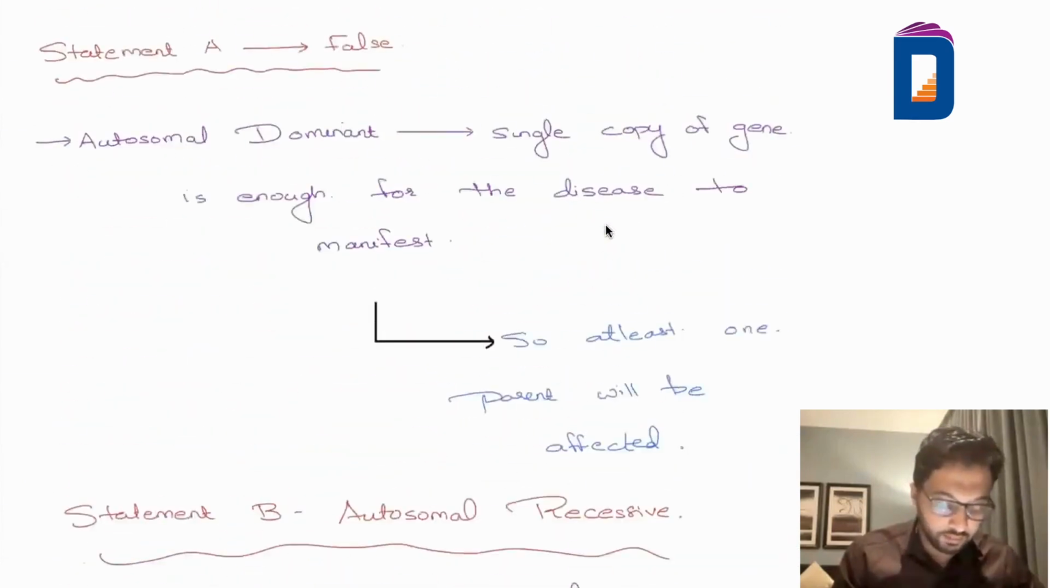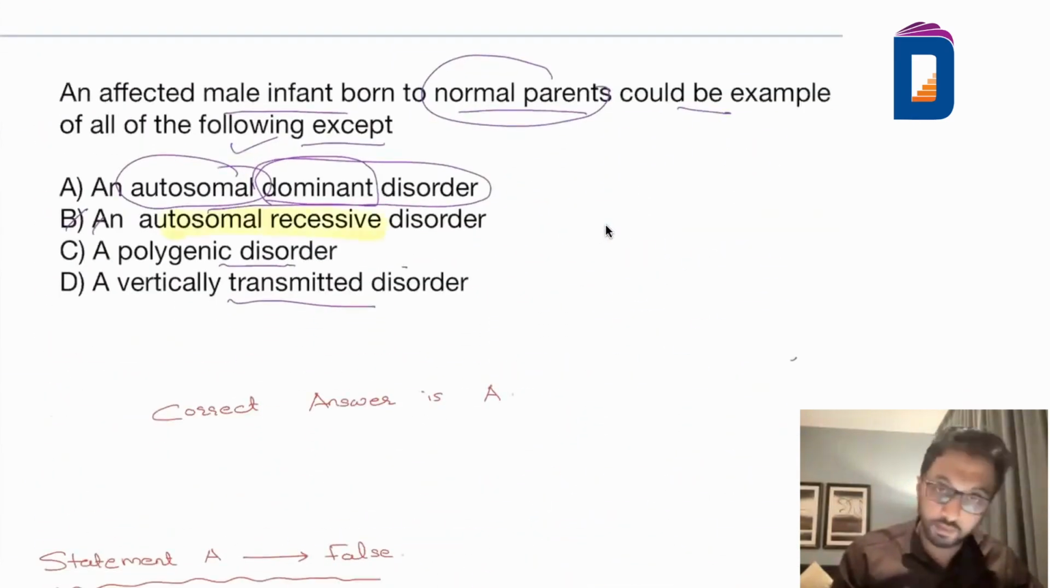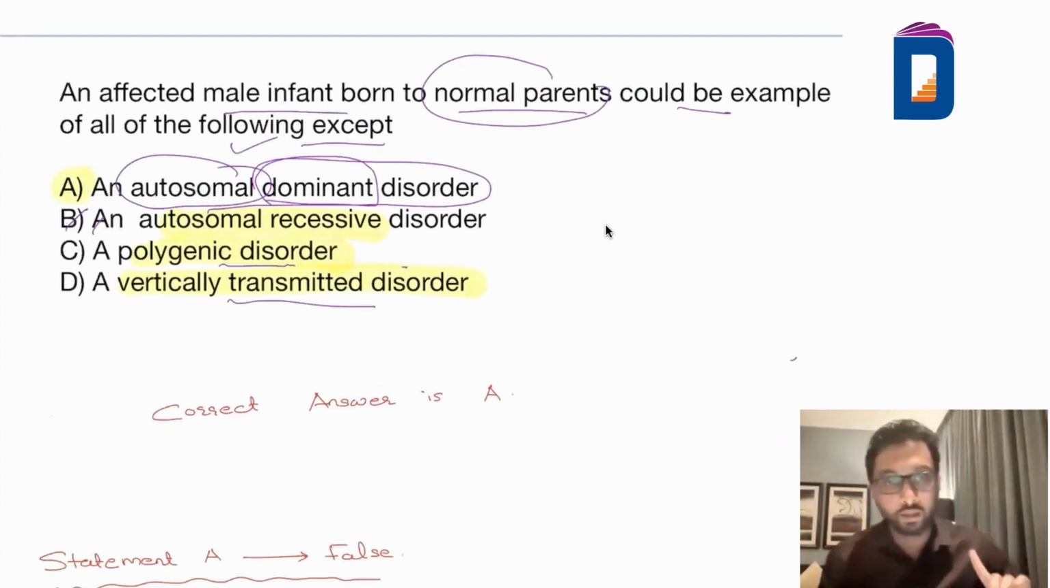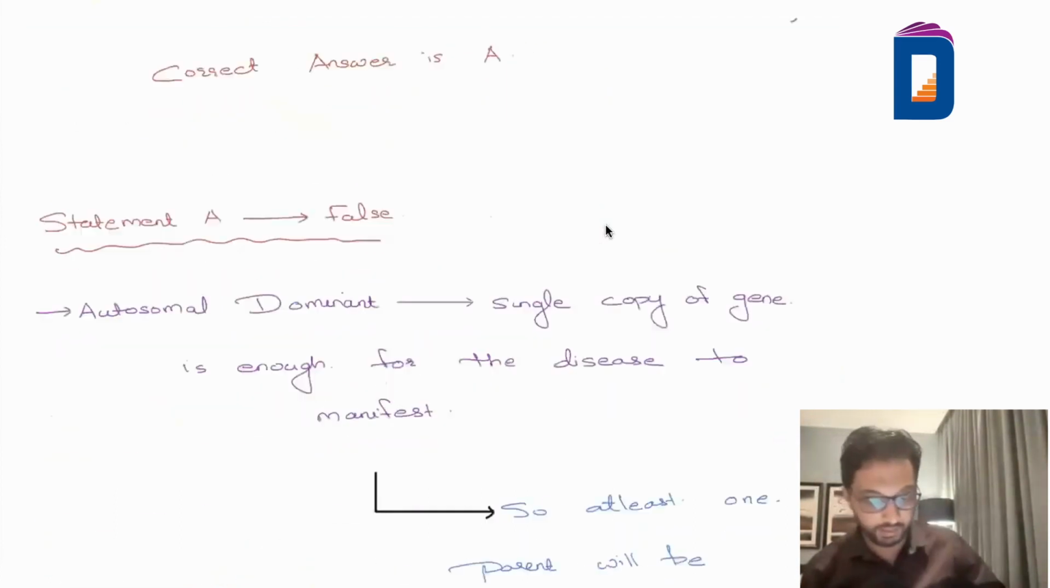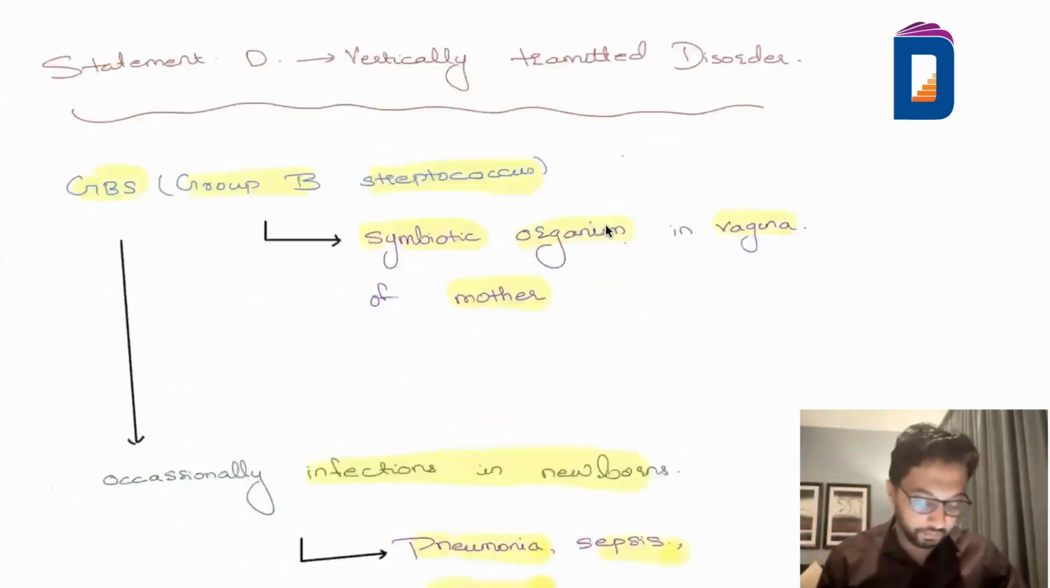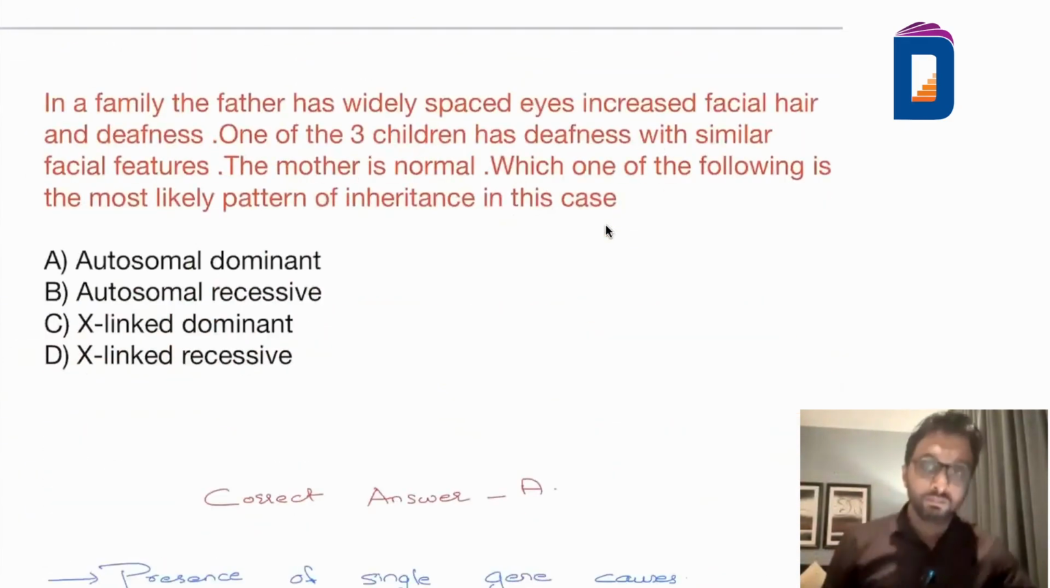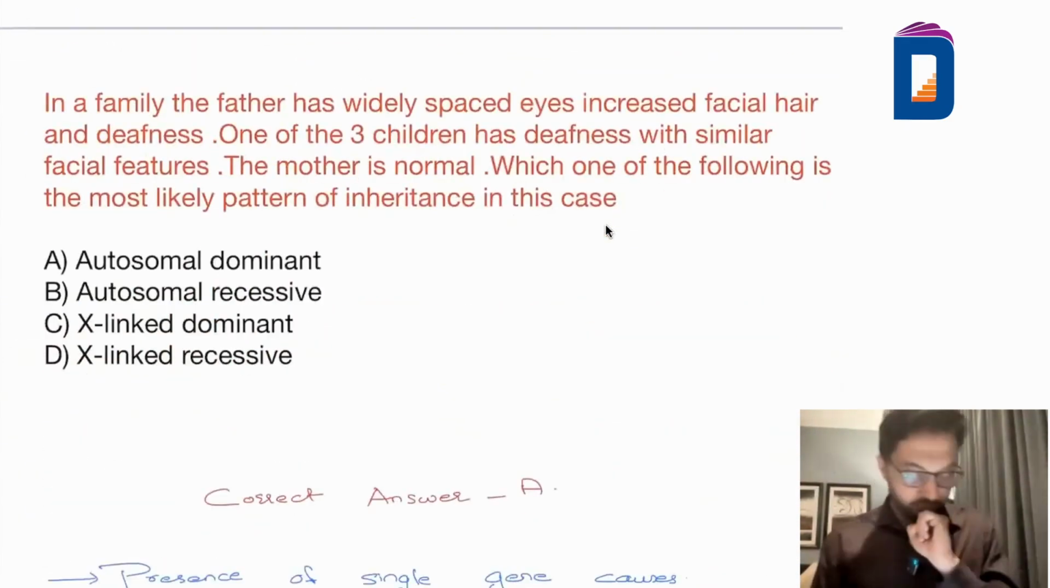So in all the three cases, autosomal recessive, polygenic disorder, vertically transmitted disorder, it can be a normal parent with an affected child. But in case of autosomal dominant, always father or mother will be affected. At least one will be affected. Shall we go to the next question?